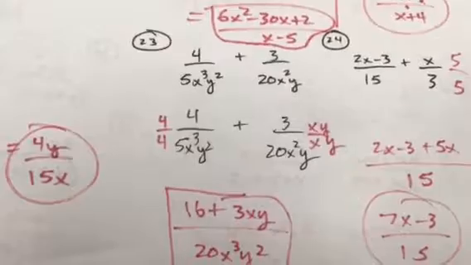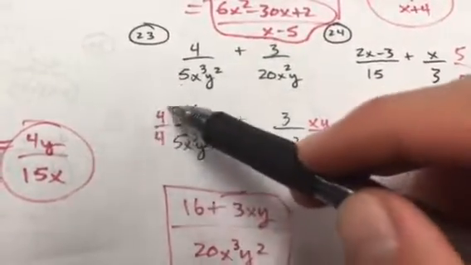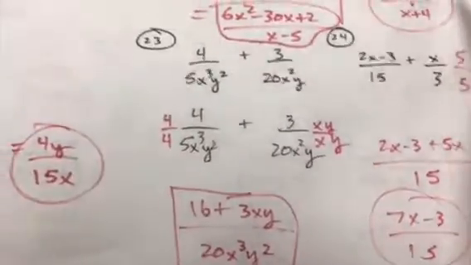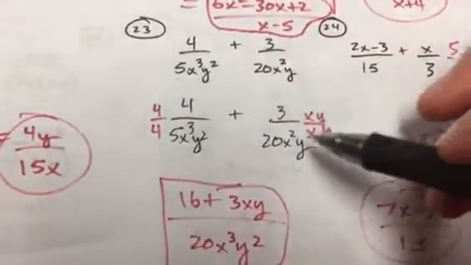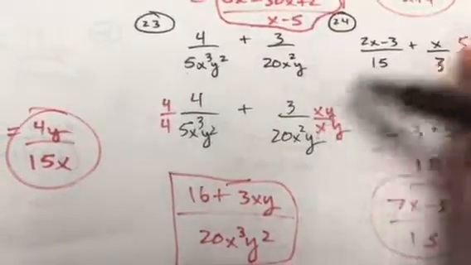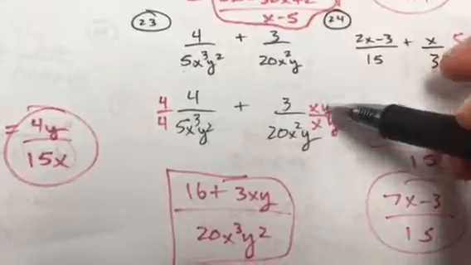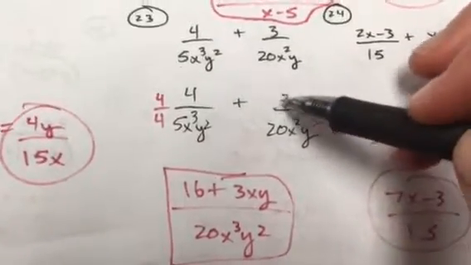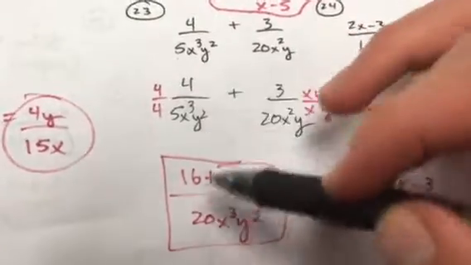Guys, on 23, you got to have the same denominator, so how can I make 5 into 20? Multiplied by 4 over 4. Check. Which has the highest x? This is x to the third, that's x squared, so this needs 1 more x. That's why it gets x over x. That's y squared, that's just a single y, so I need to give this a y over y. 3 times xy is 3xy. 4 times 4 is 16.